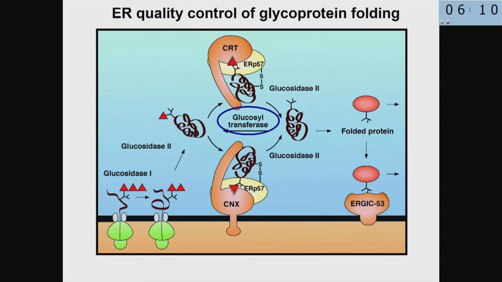This interaction, as I said, the interaction with calnexin and calreticulin, increases the folding efficiency and prevents exit to the Golgi apparatus.